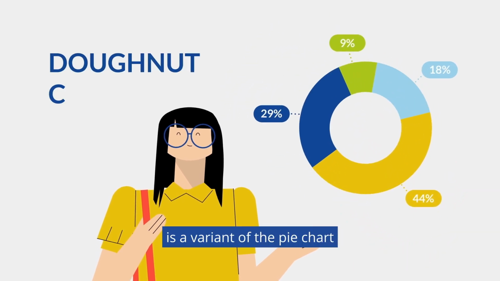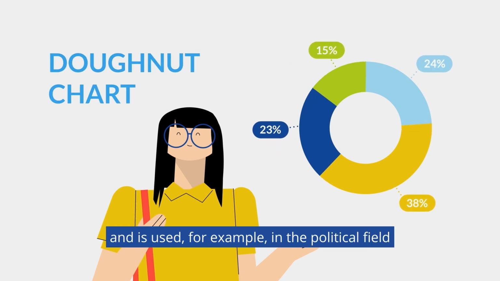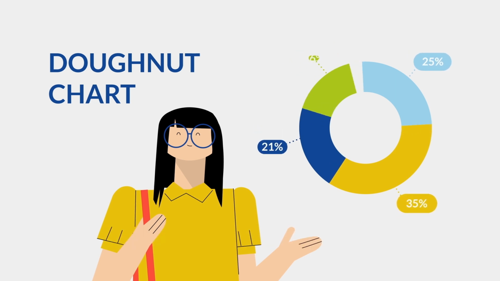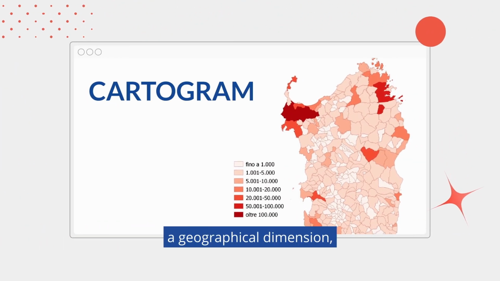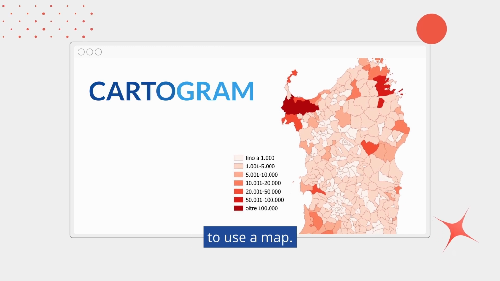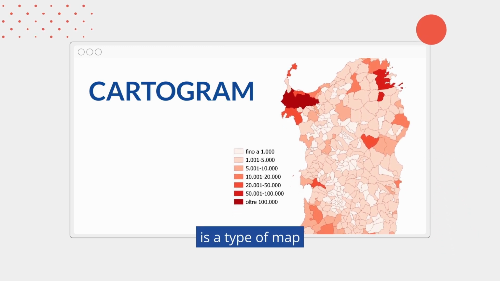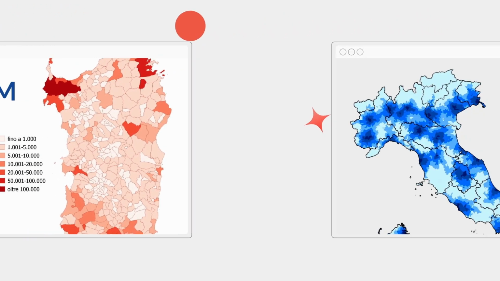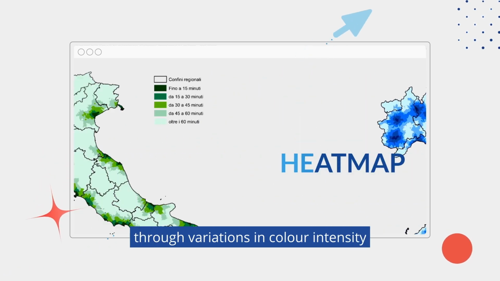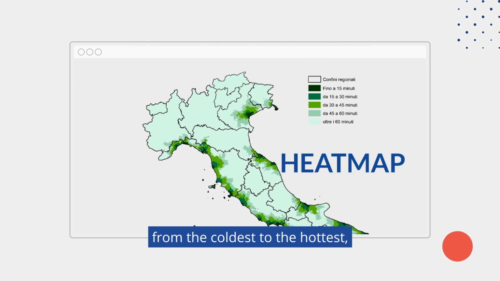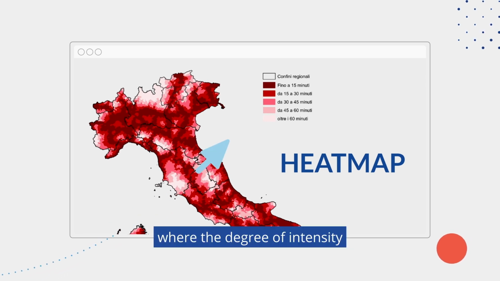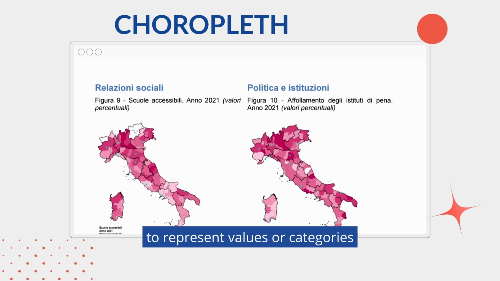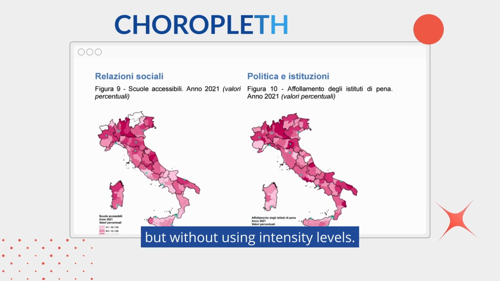The donut chart is a variant of the pie chart and is used, for example, in the political field to indicate the distribution of majority and opposition parliamentarians. When the data includes a geographical dimension, it may be necessary to use a map. The cartogram is a type of map that represents the geographical sizes of areas based on a specific variable. The heat map represents the data through variations in color intensity from the coldest to the hottest, where the degree of intensity corresponds to the data values. The choropleth also uses colors to represent values or categories, but without using intensity levels.